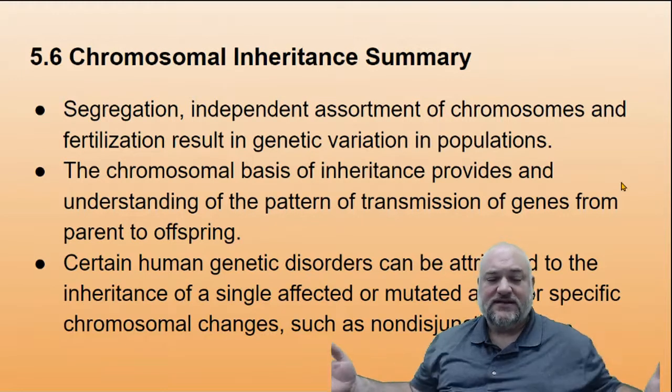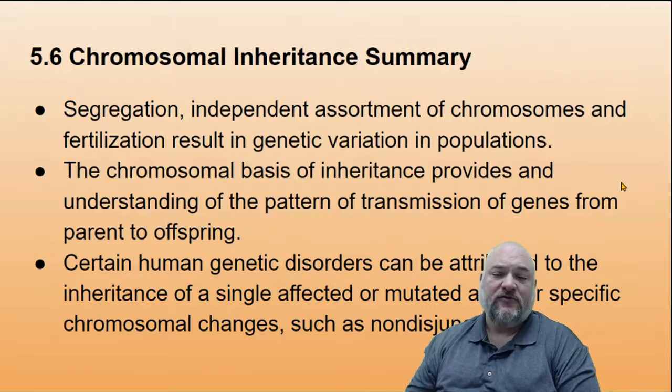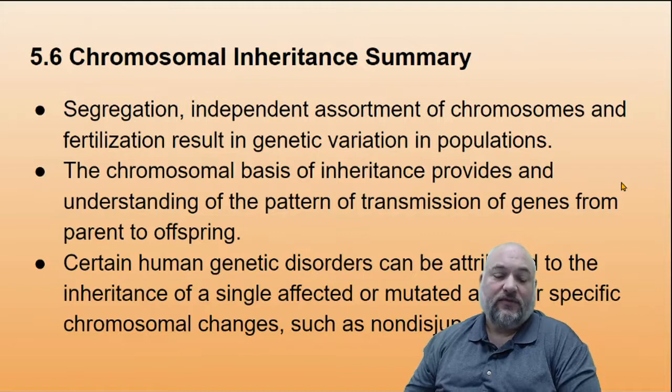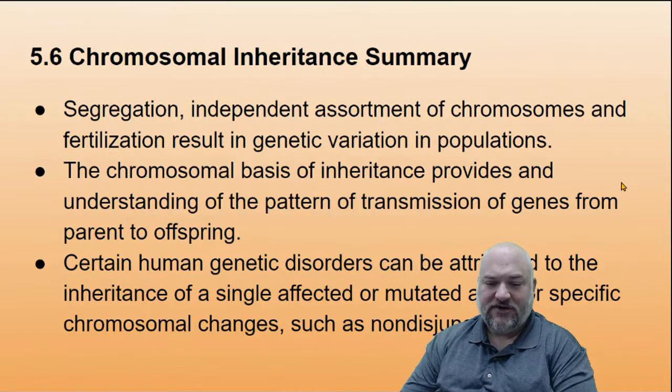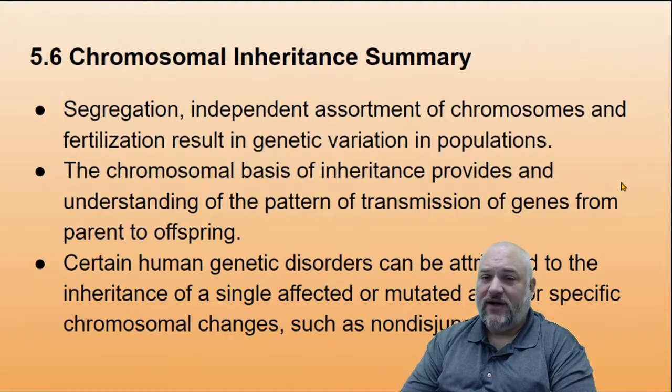So just to summarize this, guys, the chromosomal theory of inheritance: segregation, independent assortment of chromosomes, and fertilization result in genetic variation. The chromosomal basis of inheritance provides an understanding of the pattern of transmission of genes from parent to offspring. And certain human genetic disorders can be attributed to the inheritance of a single affected or mutated allele or specific chromosomal changes, such as non-disjunction. And this is going to play a role in evolution, which we'll talk about later.